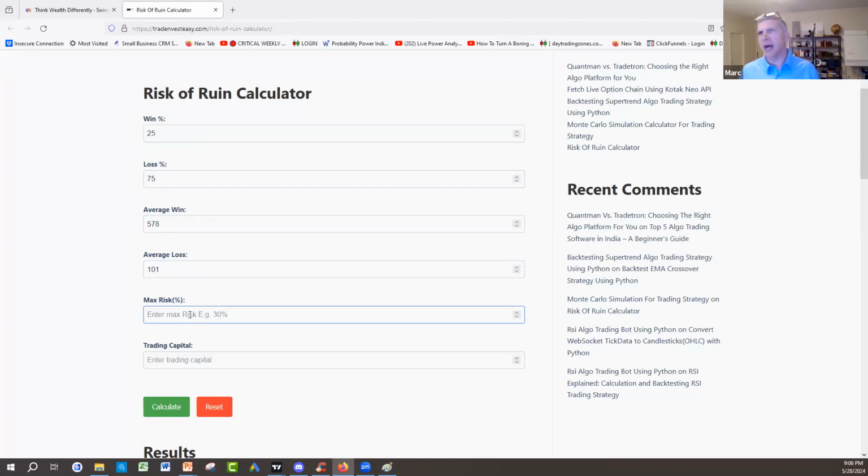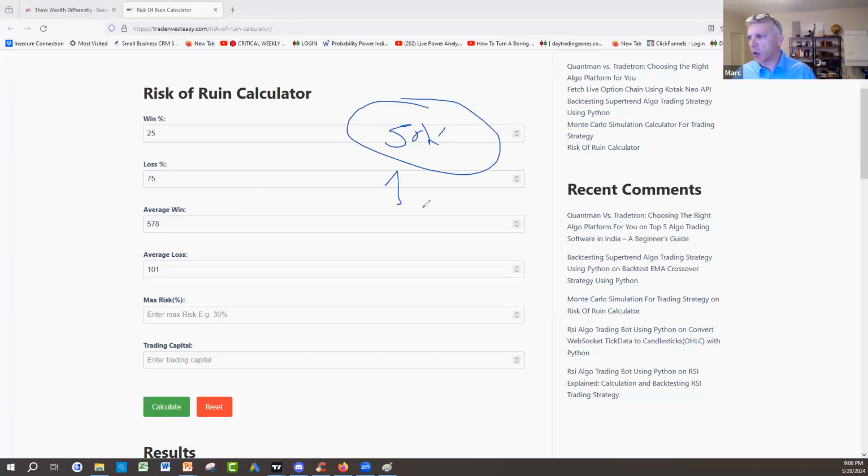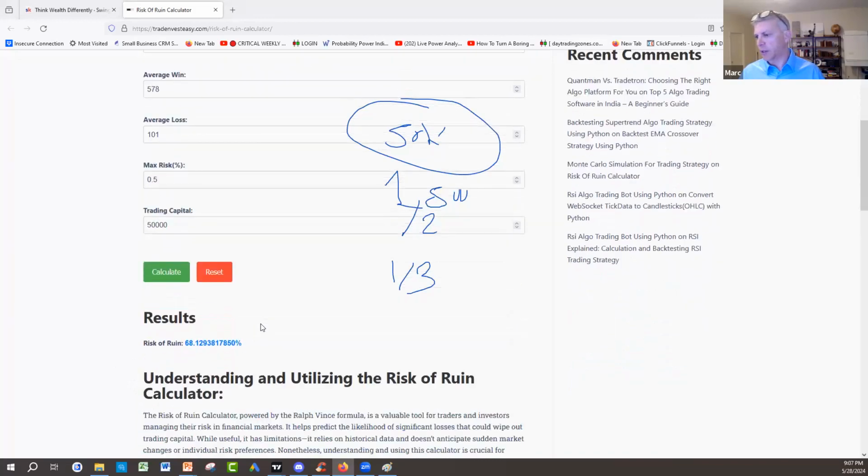Max at risk. In prop firms, the prop firms give you 1%. So let's say you have a $50,000 account on the prop firm and you try to win your challenge or your combine for $50,000. 1% is going to be 500. I like to risk half or a third of that. So let's say 250, half of a percent, so 0.5%. Trading capital, let's say that I do a combine, 50,000. And calculate.